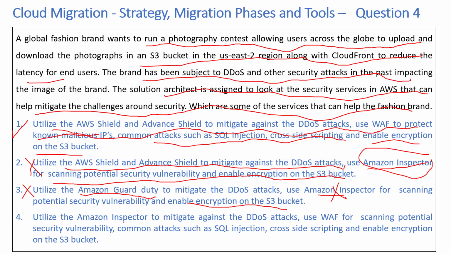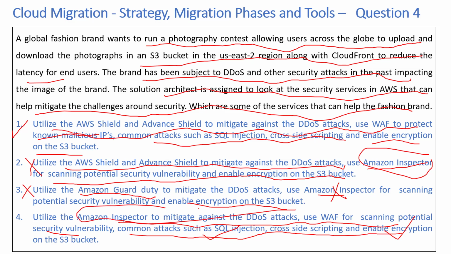Then finally, use Amazon Inspector to mitigate against DDoS attacks. Use WAF for scanning potential security vulnerabilities. Common attacks such as SQL injection, cross-site scripting, and enable encryption on the bucket. So this is correct: enable encryption, use WAF for SQL injection and cross-site scripting. But Amazon Inspector does not mitigate against DDoS attacks, as we discussed. It's only for EC2. So this is not the correct one. So you have the first one as the correct option.